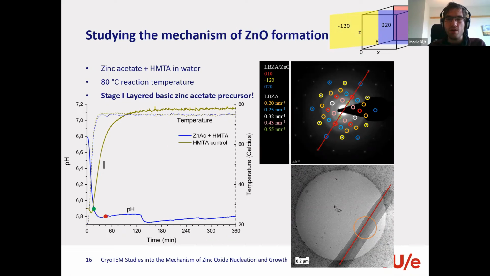and you also see that it matches the orientation of the crystal, so that suggests that at the beginning of this reaction, we're not already forming zinc oxide, but we're forming these layer basic zinc acetate sheets that are a bit similar to the structures we saw as the end product for the chloride and the nitrate already from the beginning.